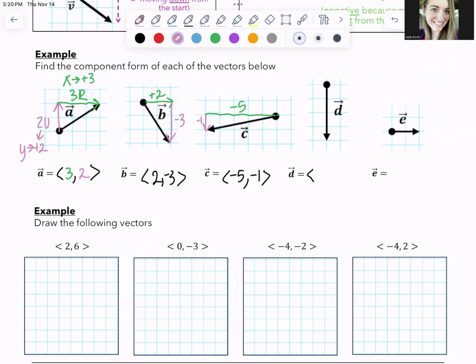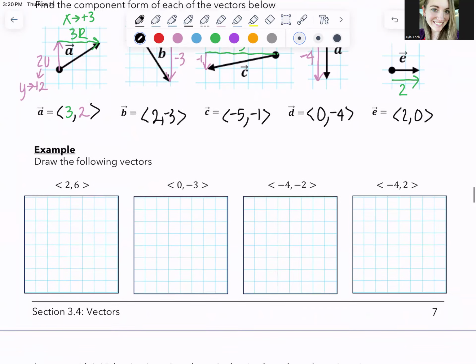For D, D goes down 1, 2, 3, 4, 4 units down. So that's -4 for the vertical component. It doesn't move at all horizontally, so it's 0. <0, -4>. No horizontal movement. For E, this one moves 1, 2 to the right. That right movement is +2. So the horizontal component is 2, and there's no vertical component there.